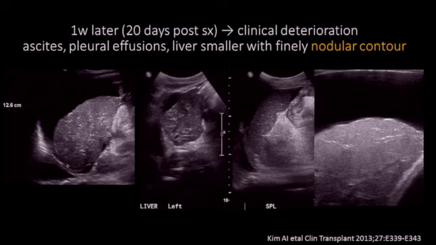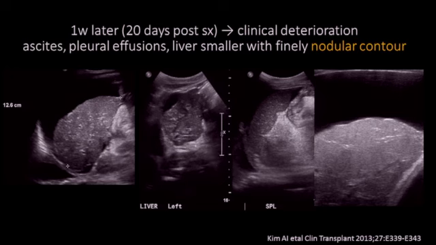One week later, so now about 3 weeks after the initial symptoms, she had a significant clinical deterioration. We were asked to re-image, and you can see now a significant amount of ascites and pleural effusion. The liver is even maybe a little bit smaller, and the contour, as you can see here especially, is now becoming wavy and minimally nodular. This is in comparison to the spleen. There's ascites around the spleen, and there's also a left pleural effusion.